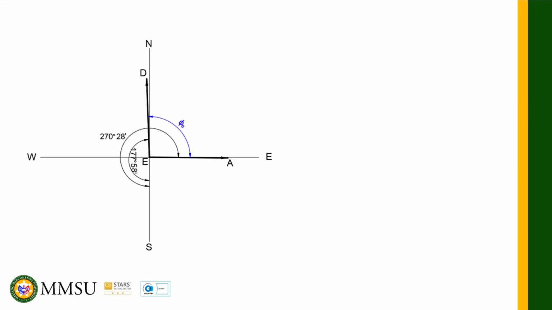And finally, for station E, phi sub E is just the difference also of the two azimuths. So phi sub E is equal to 270 degrees 28 minutes minus 177 degrees 58 minutes, and this is equal to 92 degrees 30 minutes. So that's the angle to the right of all the different stations, the 5 stations.